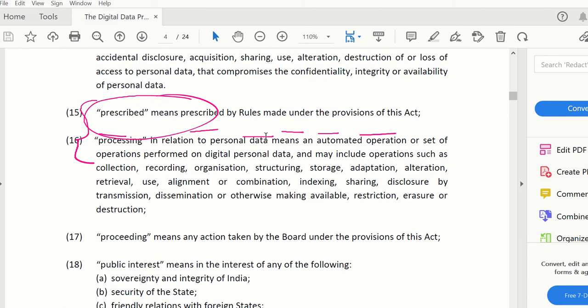Processing means sharing of your data, using, storage, adaptation, alteration, or disclosing of your information to any person. These things come under the processing of information.